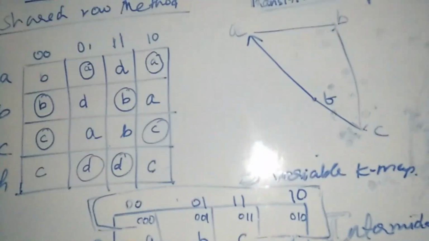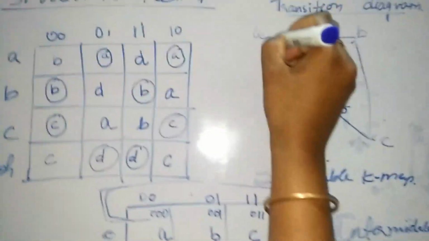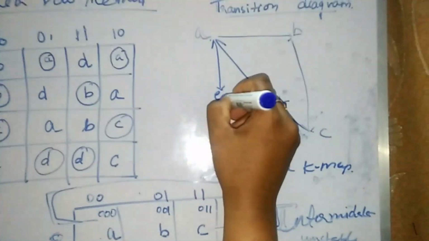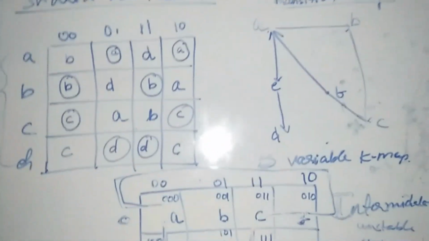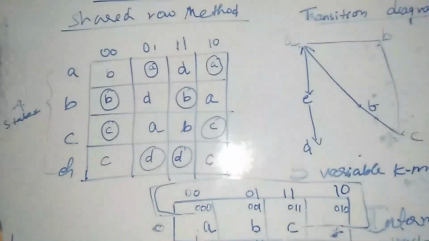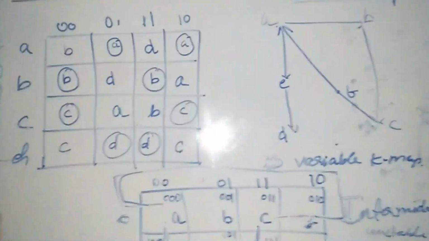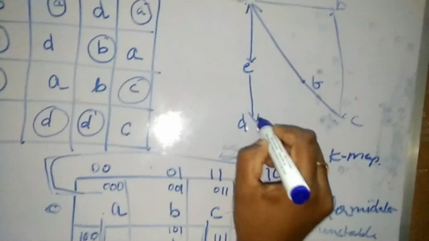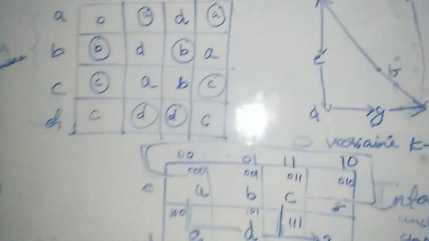If I have to go from A to D, there is an intermediate state called E. From there, I come to state D. You can see here, A to D has an intermediate state E, which I'm representing over here. Similarly, from D to C, there is an intermediate state G. So if I have to go from D to C, I have the intermediate state G over here. So this is my transition diagram.